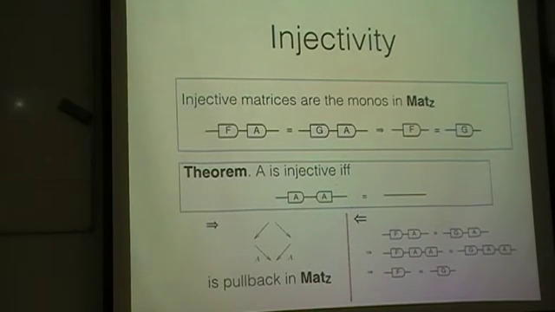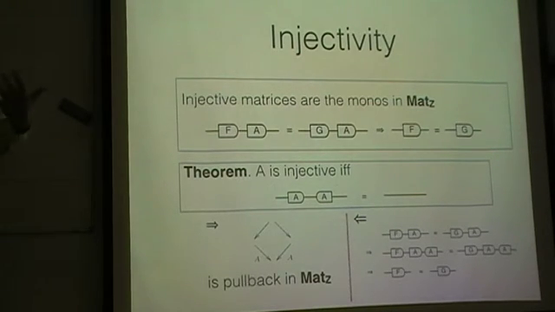We know that injective matrices are the same thing as the monos in Mad Z, so in particular they satisfy this property: if I pre-compose with F and G and the two compositions turn out to be the same, then F and G must be the same. So in interacting Hopf monoids, A is injective if and only if this condition holds. I already told you that if it's injective, then this happens, essentially because this diagram is a pullback in Mad Z, and the equations of interacting Hopf monoids are enough to prove all the pullbacks. So this must already be provable in the theory.